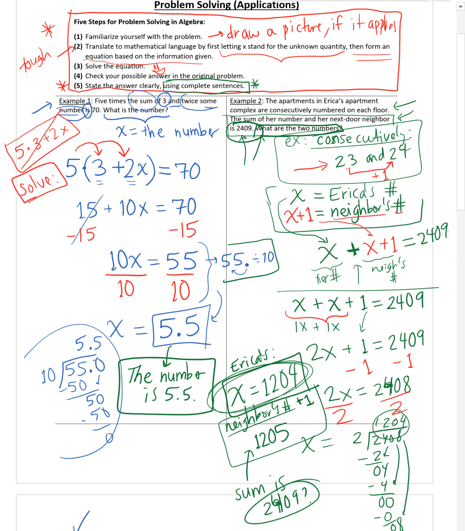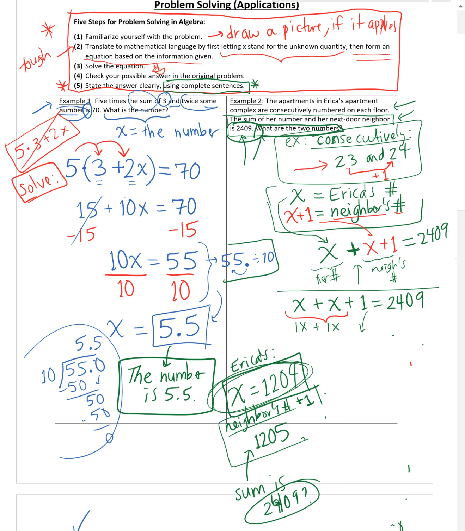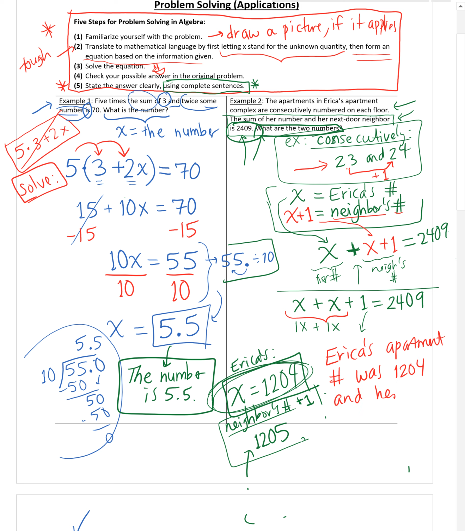And then in example 2, what were they asking again? What were the two numbers? So this is probably where, let me erase a little bit. I did a lot of good stuff here. If I want to sum it up, I'm going to say Erica's apartment number was 1204 and her neighbor's was 1205. Something like that. That's probably what you want to do.